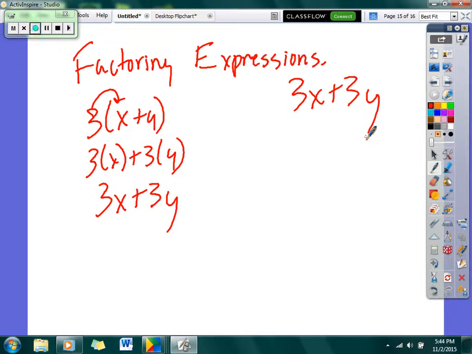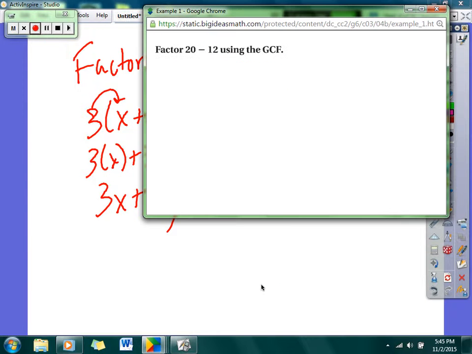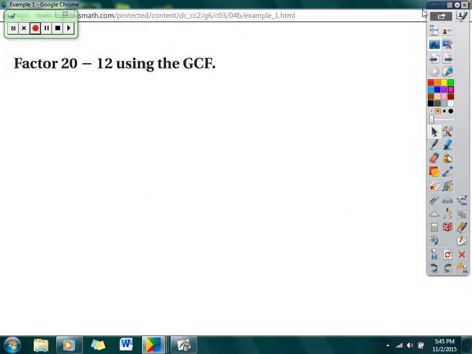They both have a 3 in common, so I'm going to bring the 3 out, and I'm going to leave the remainders on the inside. You'll see how to do this as we go throughout. So let's look at example number 1. Example number 1 says factor the expression 20 minus 12 using the GCF.